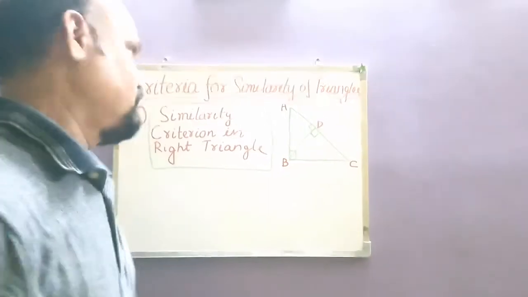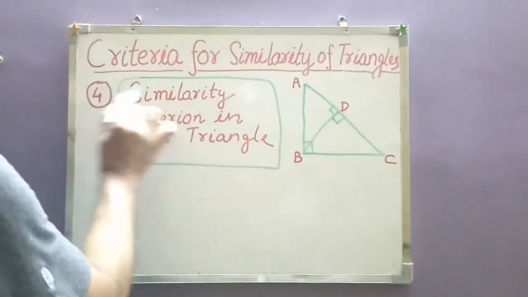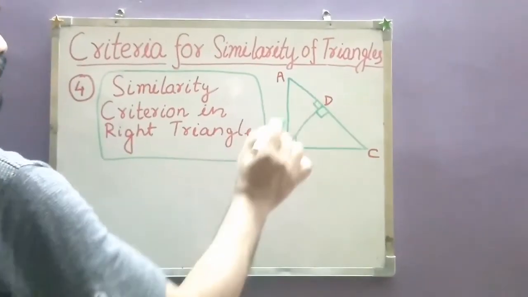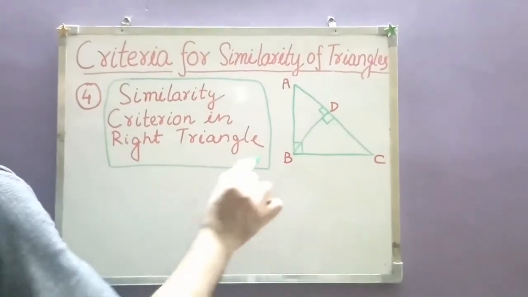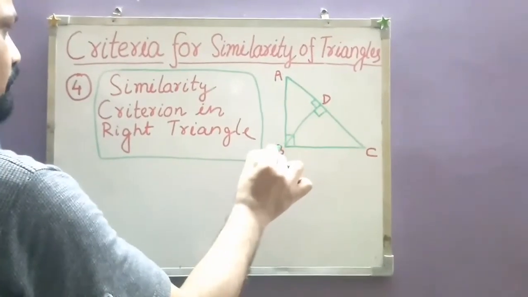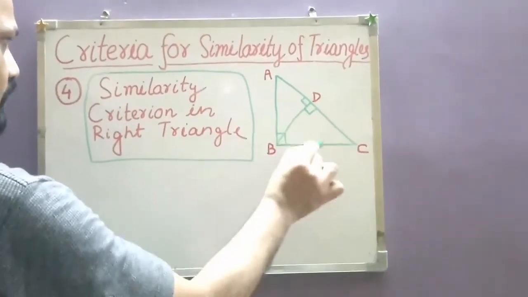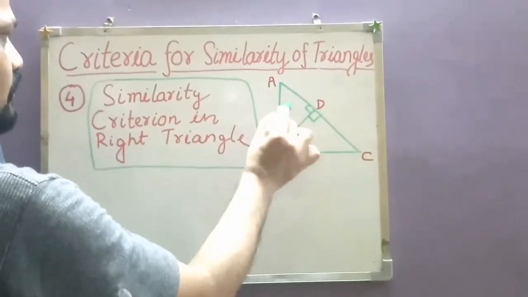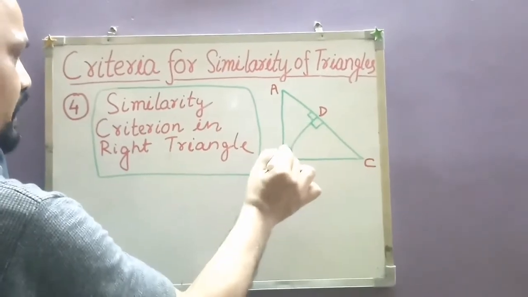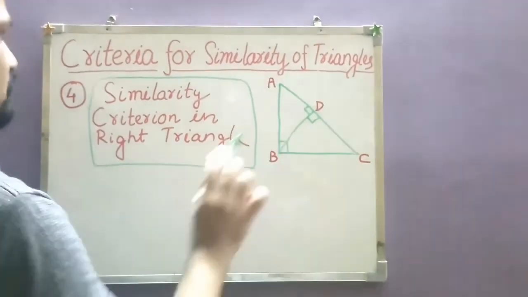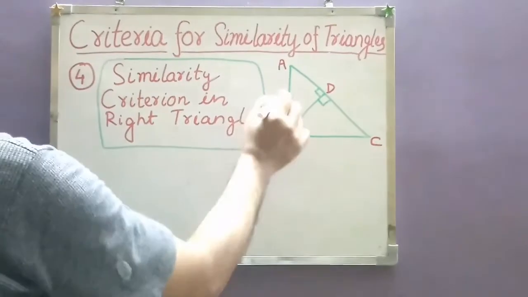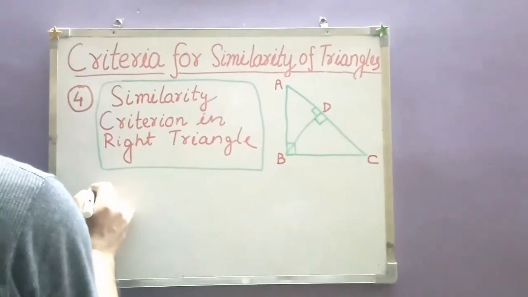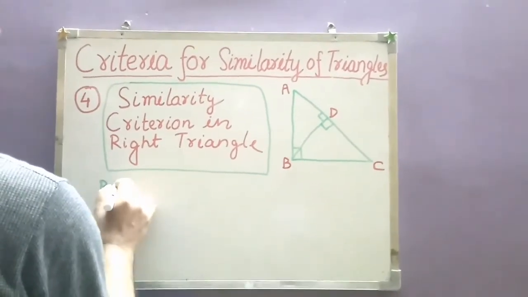Criterion 4. If a perpendicular is drawn from the vertex of the right angle of a right triangle to the hypotenuse, then the triangles on both sides of the perpendicular are similar to the whole triangle and to each other. This means if the perpendicular BD is drawn from the vertex B of the right angle B of right triangle ABC to the hypotenuse AC, intersecting it at D, then two right triangles BDA and CDB formed on both sides of the perpendicular BD are similar to the whole right triangle ABC and to each other.